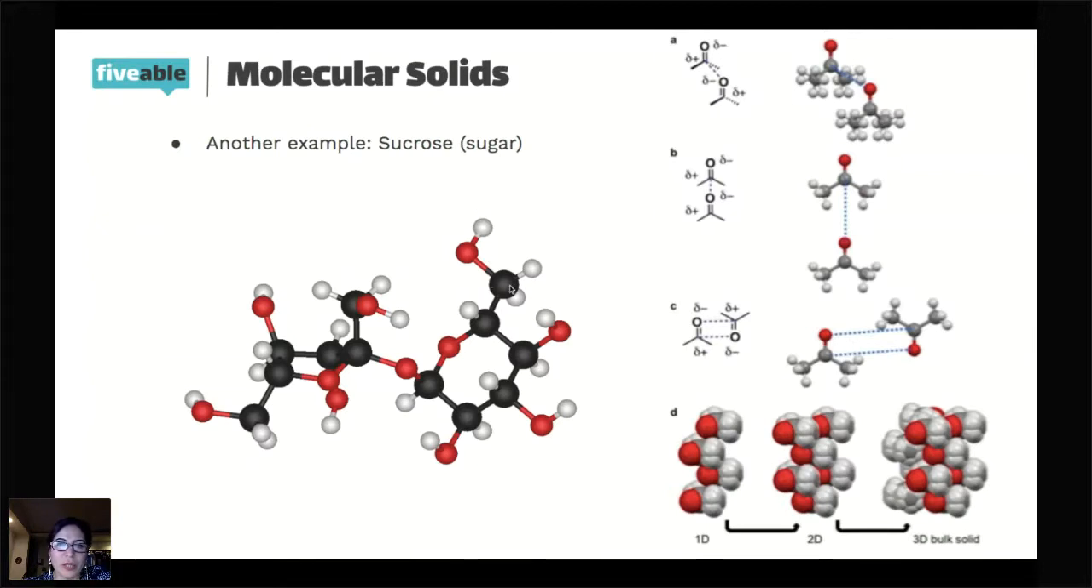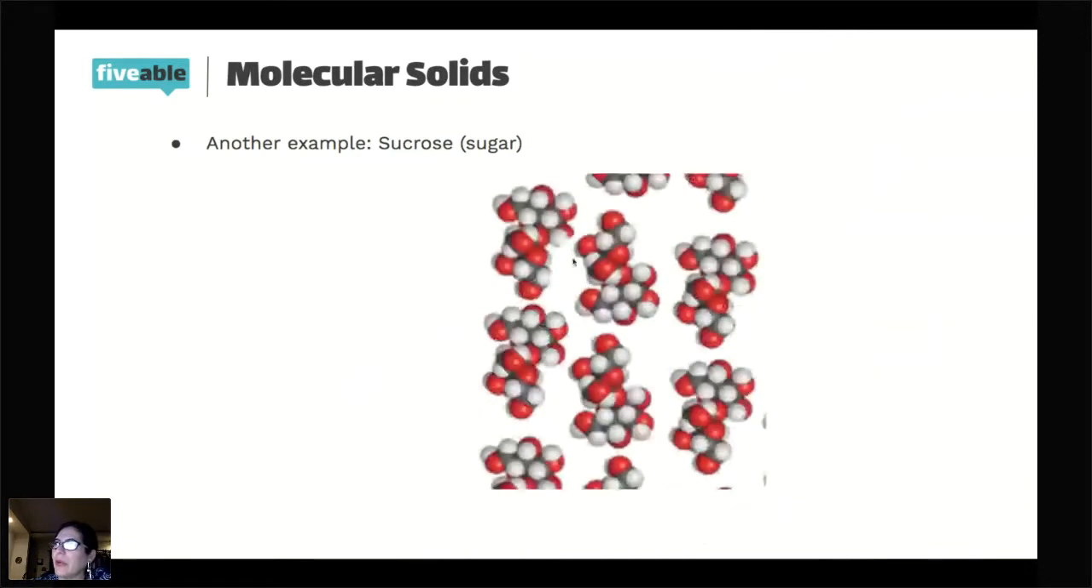So when sugar forms sugar crystals, what happens is that the molecules get organized so that you can have an oxygen on one side attracted to a hydrogen on the other molecule. So when you have sugar, it will be arranged in a certain way where they have these intermolecular attractions between them. Does this make sense?